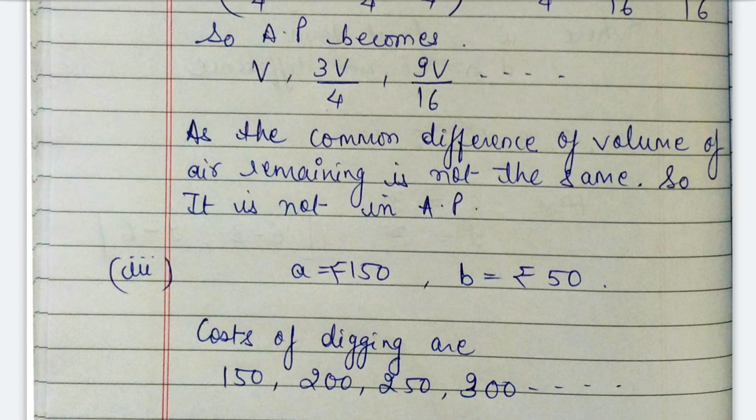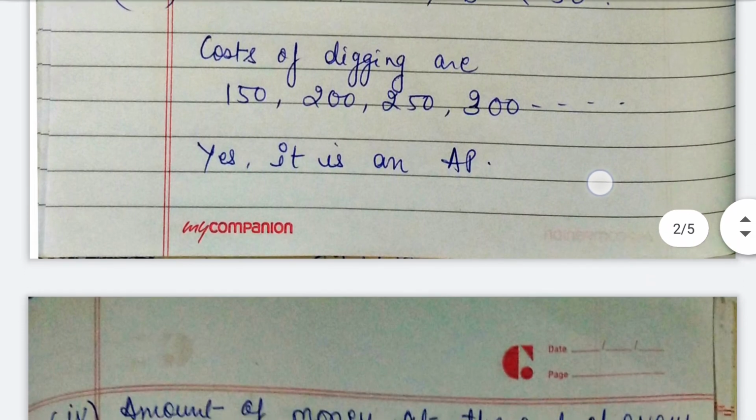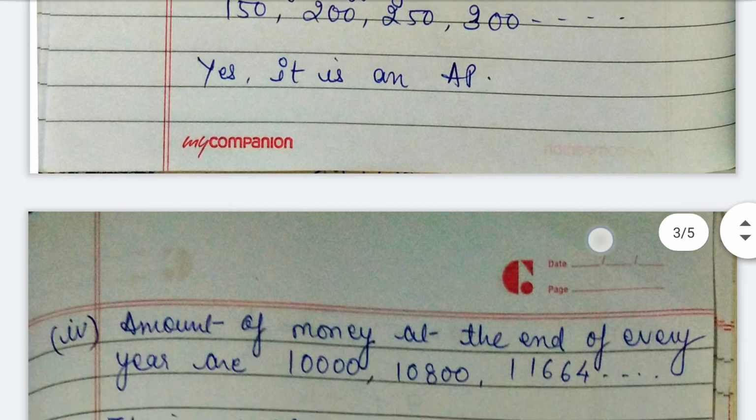The cost of initial digging is given as rupees 150 for the first meter and rises by rupees 50 for each subsequent meter. Here also the cost of digging is obtained in the form of an AP, which is 150, 200, 250, 300 and so on. So yes, it is an AP.